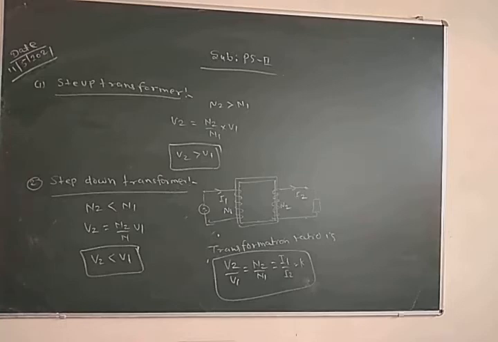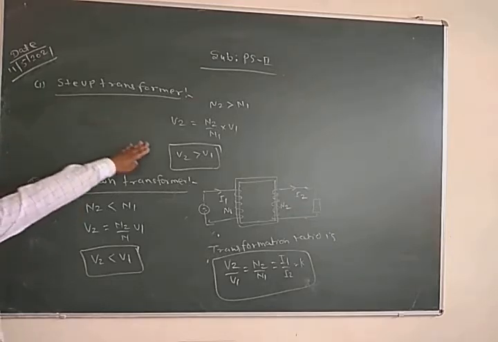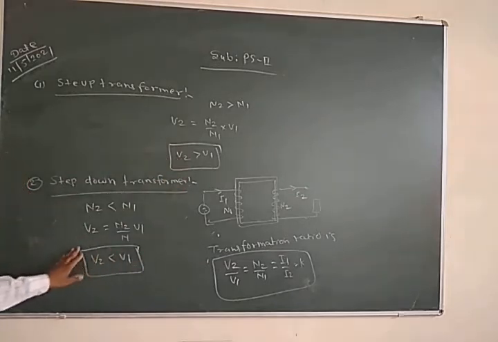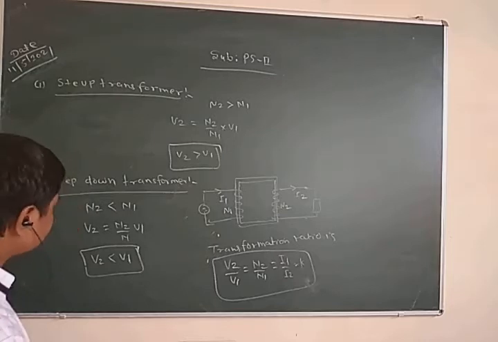So in this way, transformers are of two types. One is step up, and the second is step down. A step up transformer is used to increase the voltage, and a step down transformer is used to decrease or reduce the voltage. So in this way, these are the components of a power system.